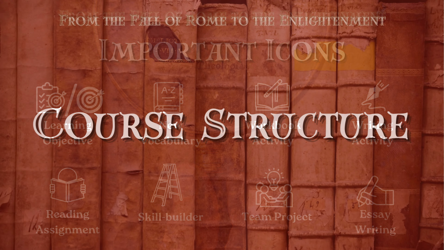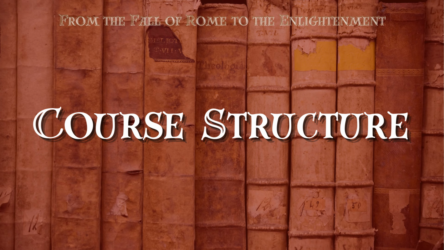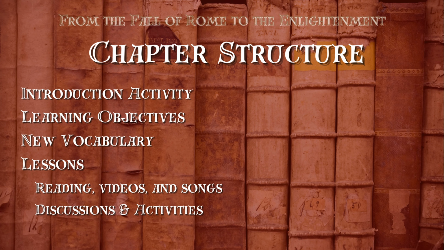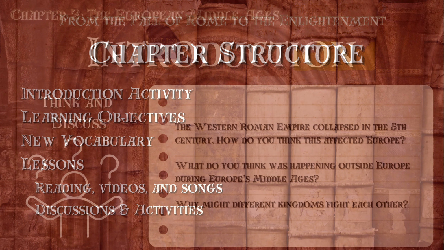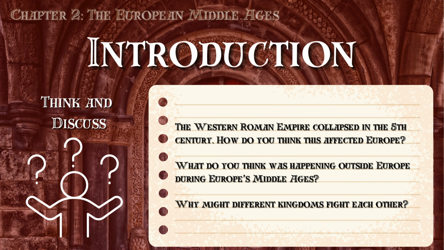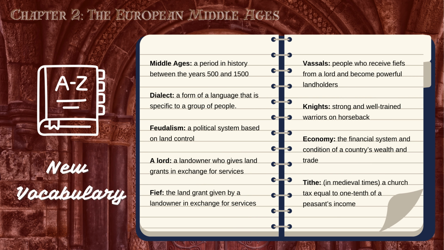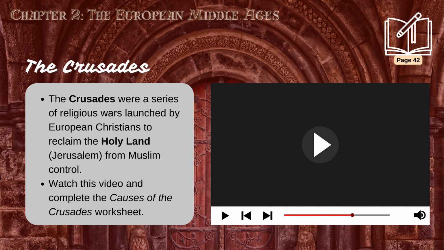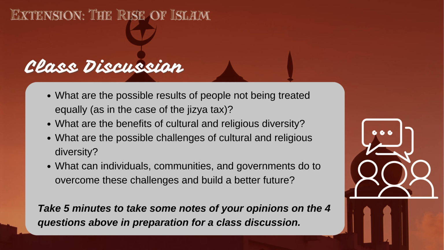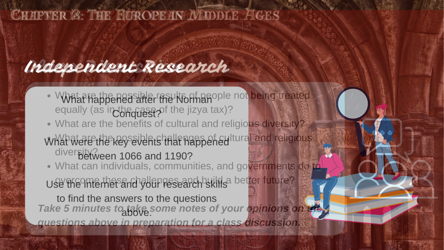Now, let's take a look at the structure of the course. From the Fall of Rome to the Enlightenment includes 8 chapters. Each chapter starts with an introduction activity and learning objectives. The learning objectives are what you can expect to learn throughout the chapter. Next, you'll find a list of new vocabulary. Some vocabulary words are not used throughout the chapter, but you are expected to use them in your discussions and writing activities. Lessons include different learning activities, as well as videos and songs that can help deepen your understanding of topics and themes.